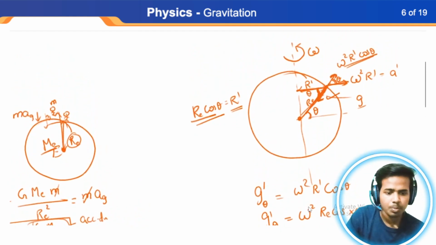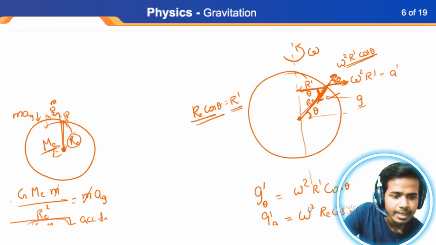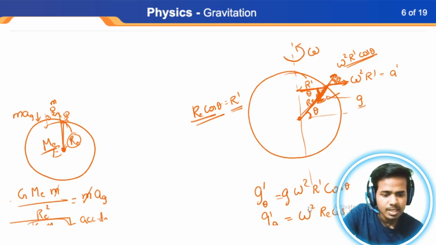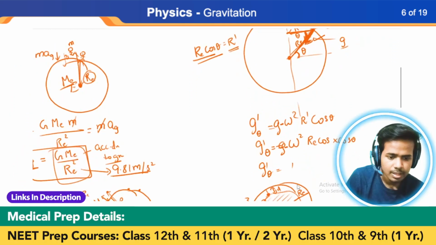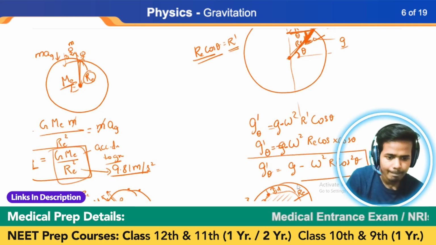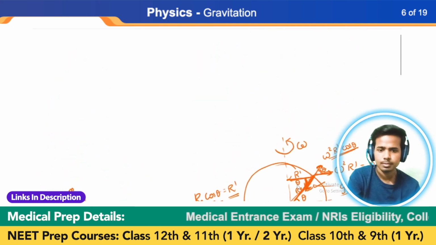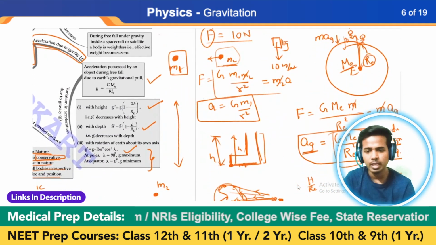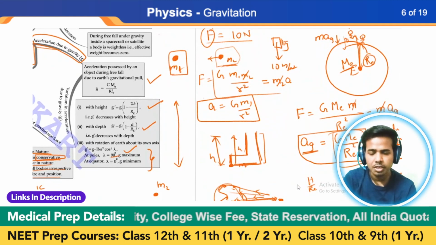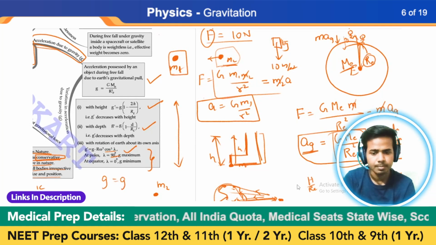This was this particular component, but there is another component which is acting in this direction, so I'll just subtract it from this one. So I can conclude that it is g minus omega square re cos square theta. Not so complicated. So this was this thing. Of course, when I put 90 degrees, the cos theta component becomes 0. So this will be g is equal to g.